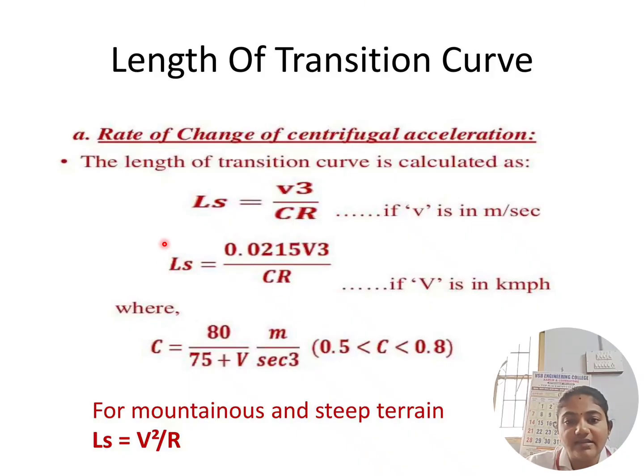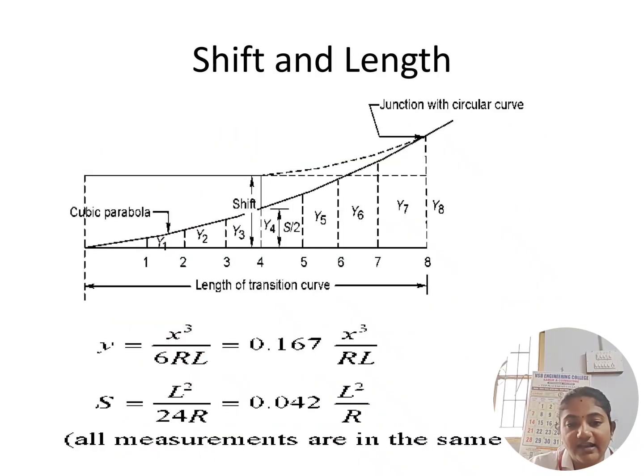The range of centrifugal acceleration is calculated by using Ls equal to V cubed divided by CR, where Ls is equal to 0.0215 V cubed divided by CR, where C is equal to 80 divided by 75 plus V in m per second cubed, which means 0.5 less than C less than 0.8, which is for centrifugal accelerations. Shift and length. When the vehicle goes this way, it does not provide any discomfort to the vehicles and also to the passengers.